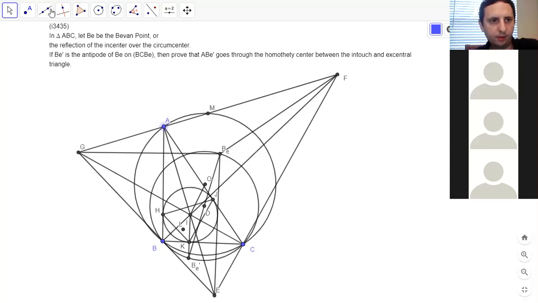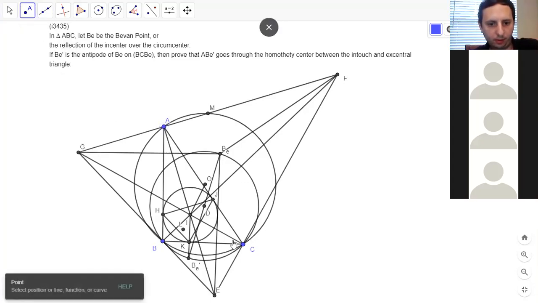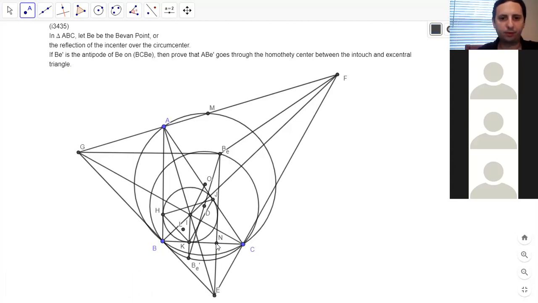Maybe it's obvious because, I mean, we know that BK is equal to CN. It's sufficient to prove that OD is... yeah. Okay, so it's pretty obvious. So it's kind of obvious that IBE prime is perpendicular to BC. Okay.